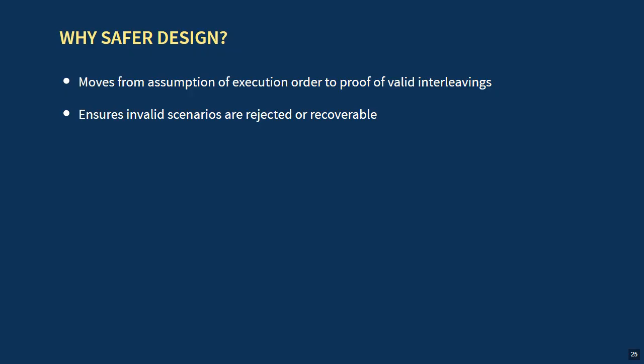Why do we consider this corrected design safer? The key is shifting from simply hoping that our workflows execute in the intended order to actively proving that any invalid interleavings are either rejected or recoverable. This proof adds an essential layer of confidence in our system's reliability.